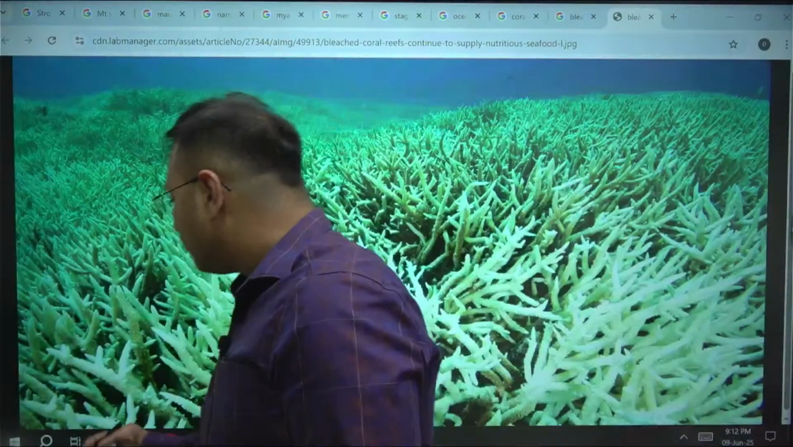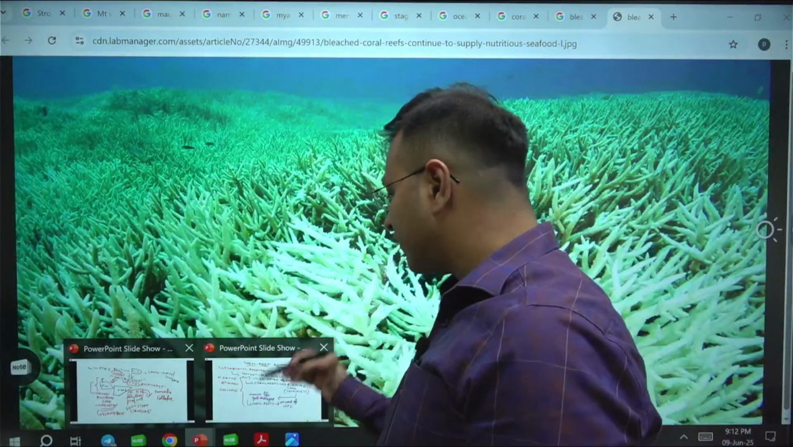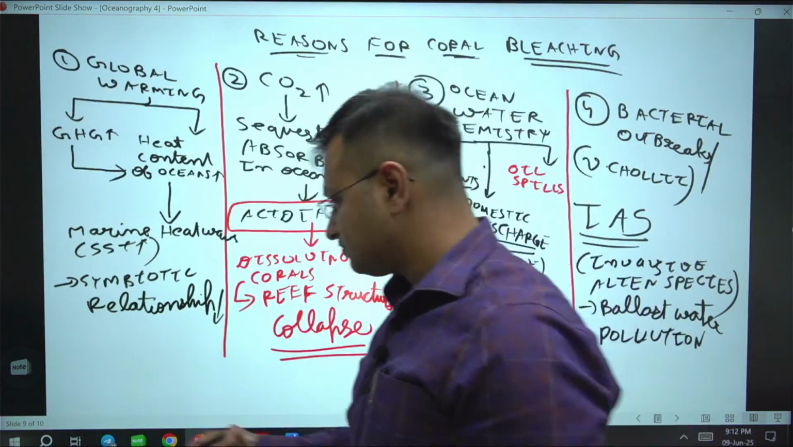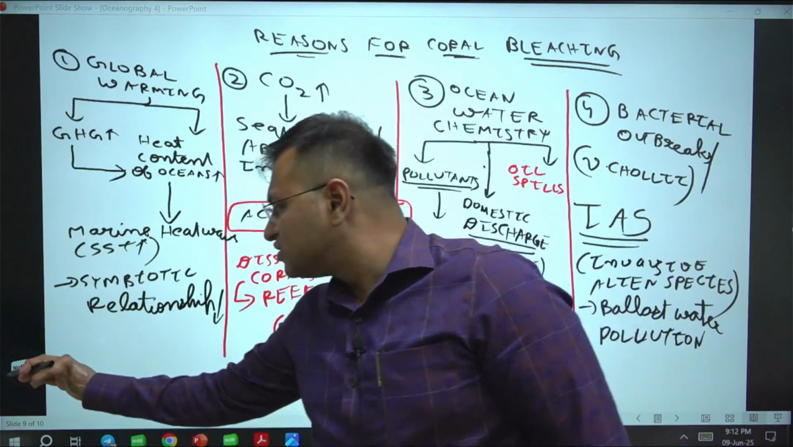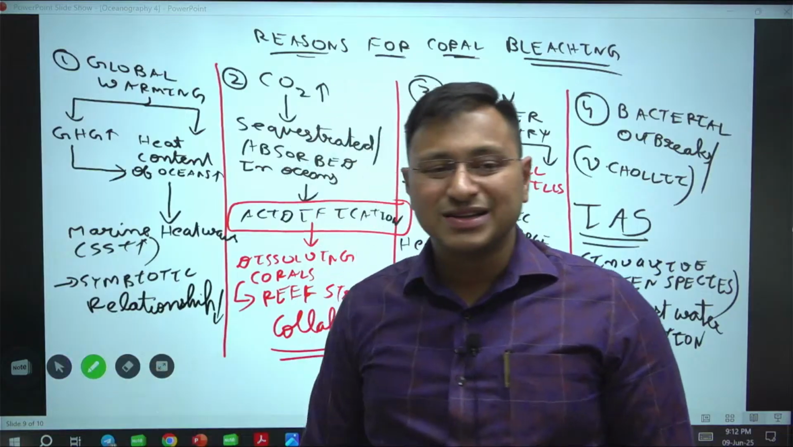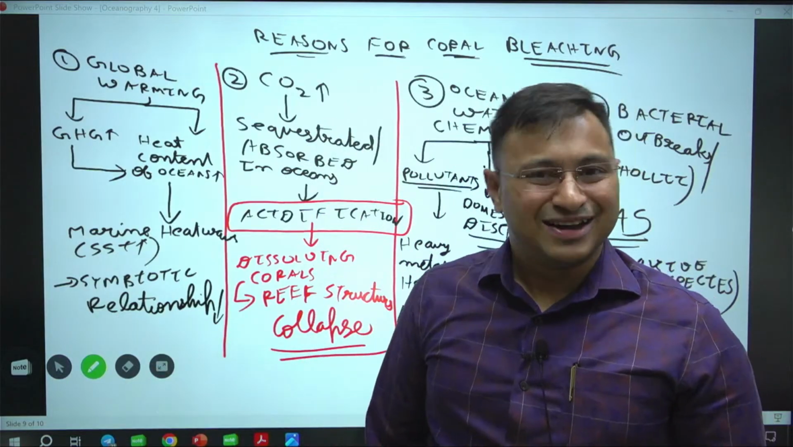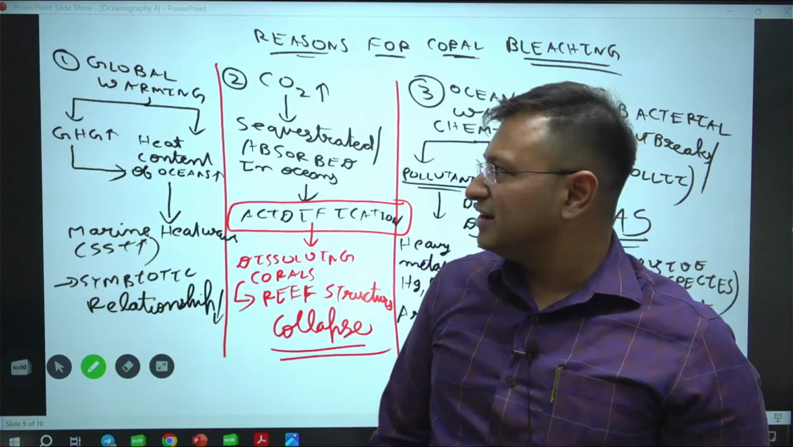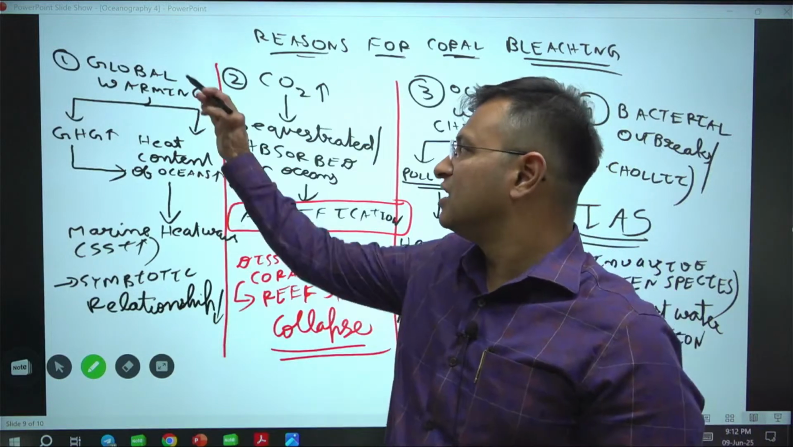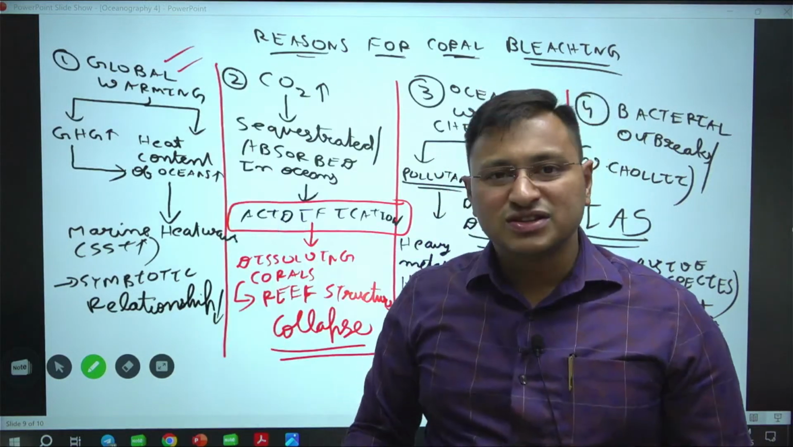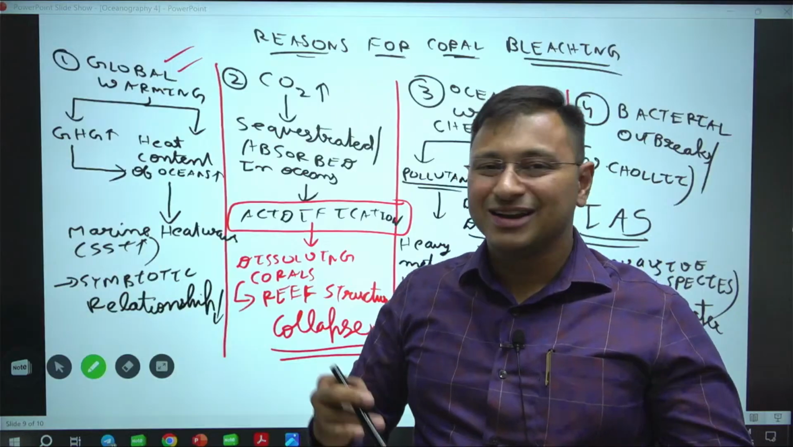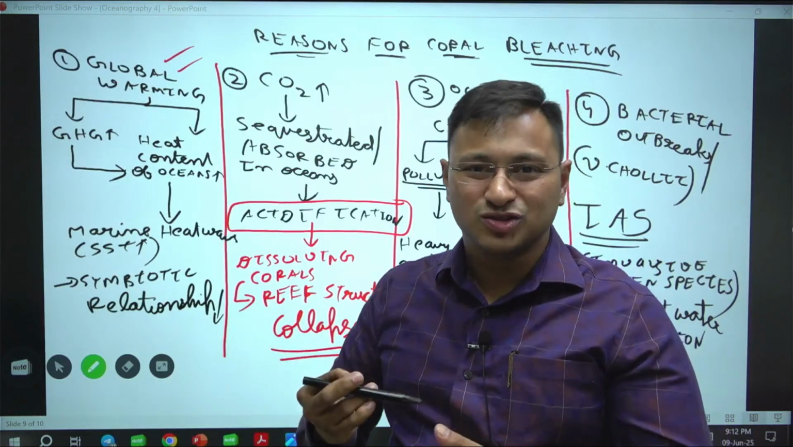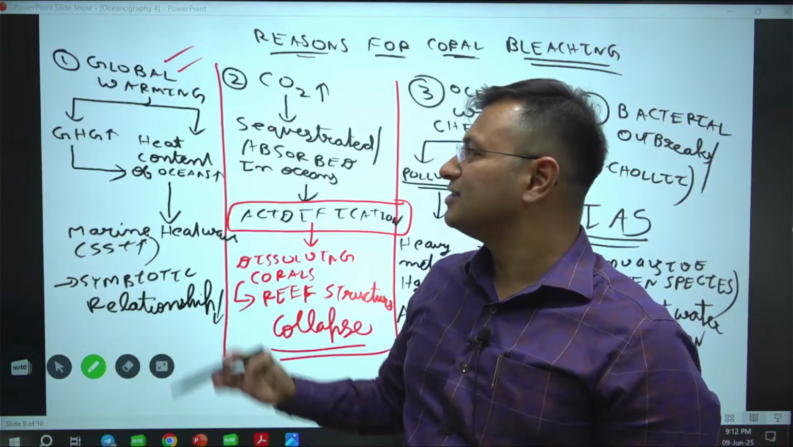So what are the reasons behind this? Why do we have coral reef bleaching? Please look at this slide very, very carefully, guys, because I am expecting one question from this slide seriously in this year's mains. The number one reason, of course, is the potato, like aloo, which you can put in any vegetable, right? So global warming.